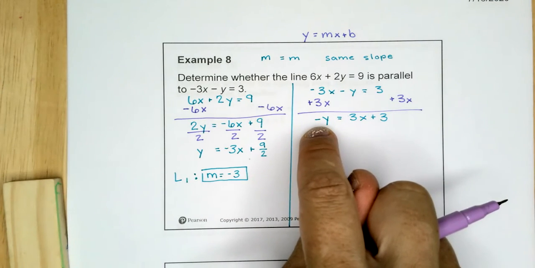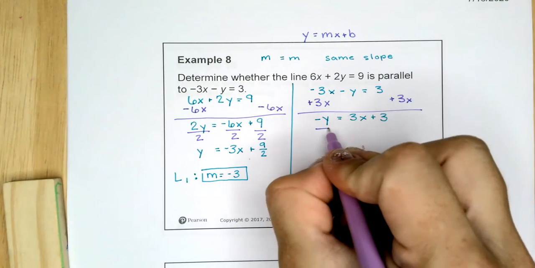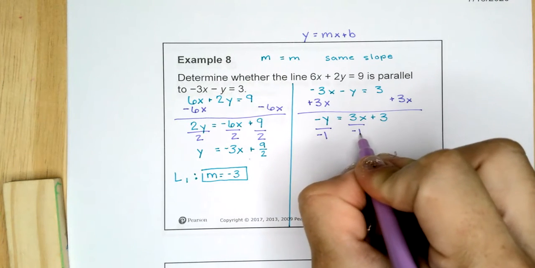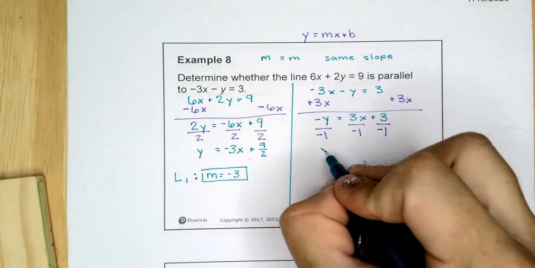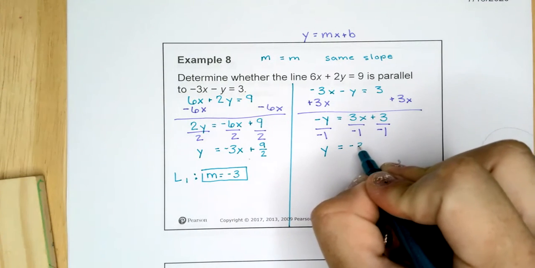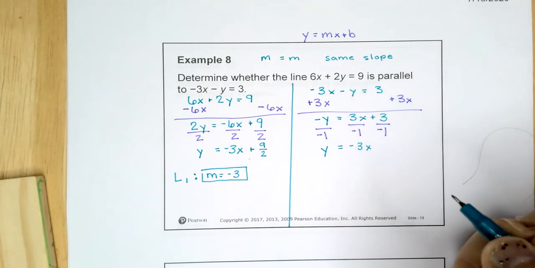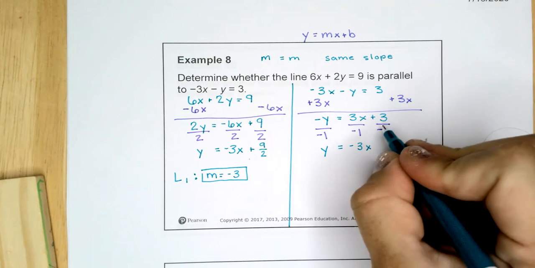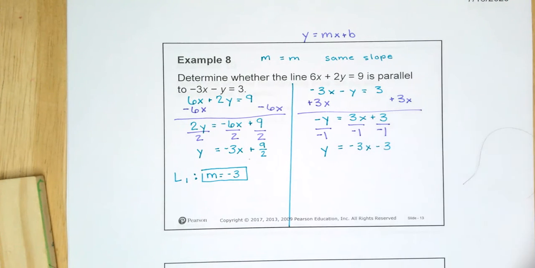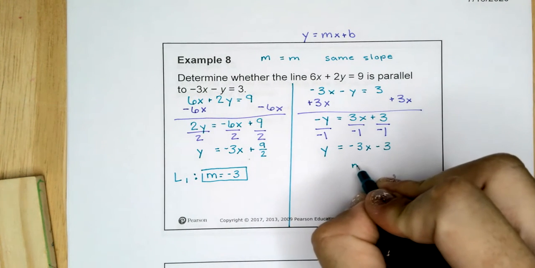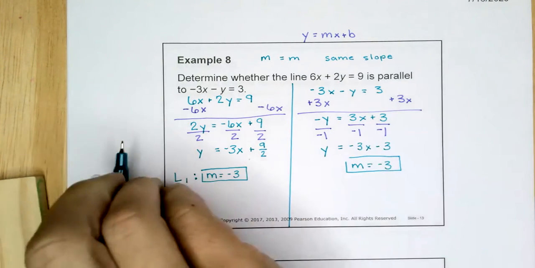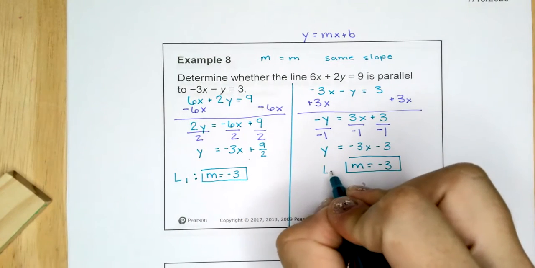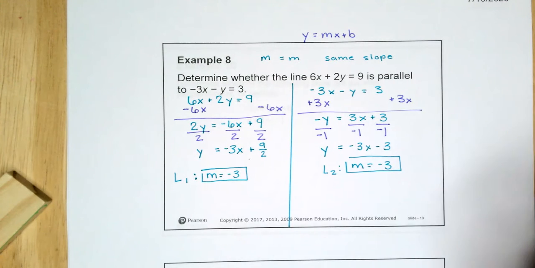That's a negative 1, right? And I don't want a negative y, so I'm going to divide everything by negative 1. So now I just have y equals negative 3x, because a positive divided by a negative is a negative, and then minus 3. So this m is also negative 3 for L2. So you can say they have the same slope, they are parallel.